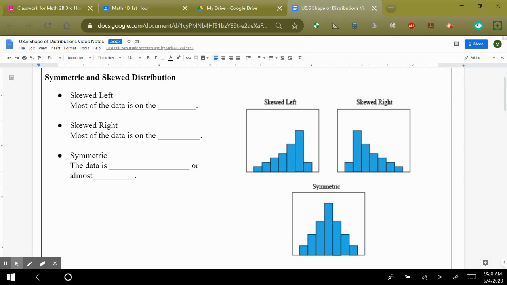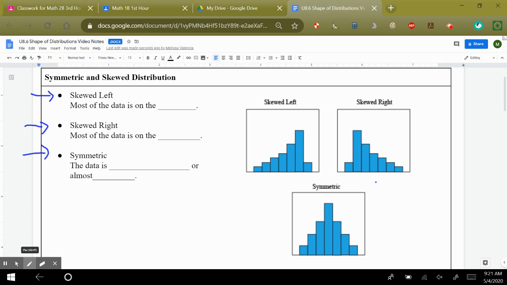Distributions just refer to histograms or box plots, any of those visual representations we used to represent our data with a picture. If you're looking at a histogram, and histograms are typically the ones most often used with this vocabulary, we use three different vocab words to talk about the way a histogram looks and what the data in the histogram might be doing. We can either say it's symmetric, that very bottom one, or that it's skewed either to the left or skewed to the right. So let's look at the symmetric one first.